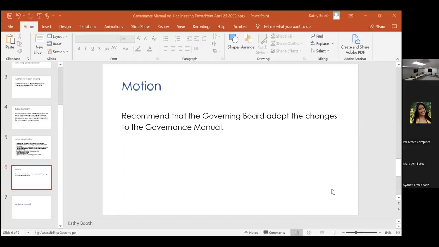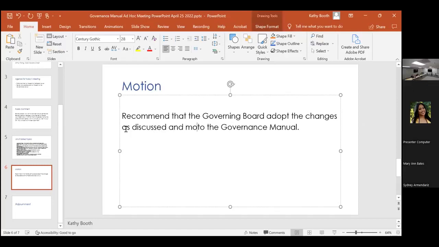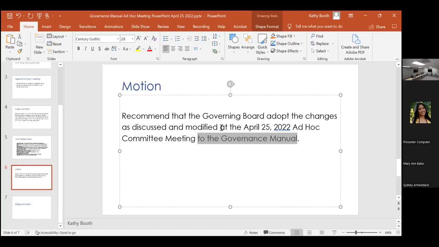Recommend that the governing board adopt the changes to the governance manual. Yes, perhaps more specific, the changes as discussed and modified here during this meeting. Something slightly more specific, perhaps. Okay. Actually, and I will put this modifier over. All right, so before us, we have a motion that recommends that the governing board adopt the changes as discussed and modified to the governance manual.